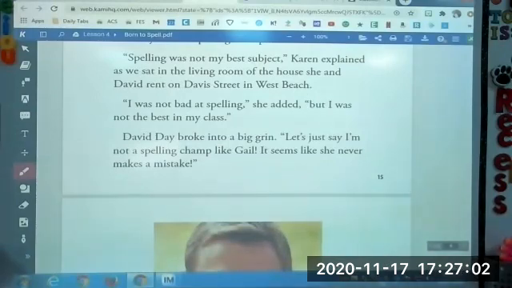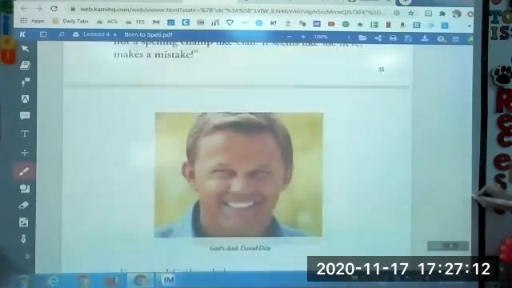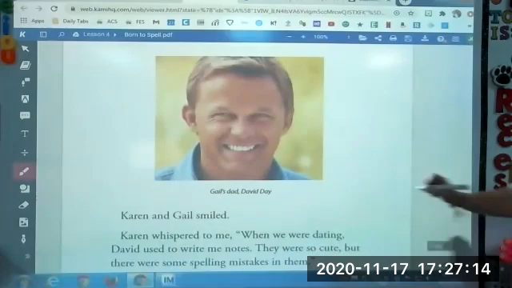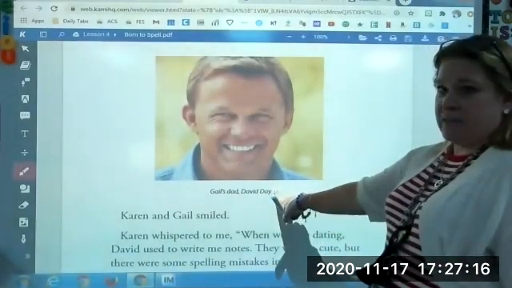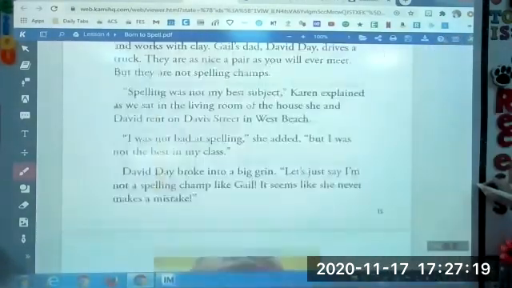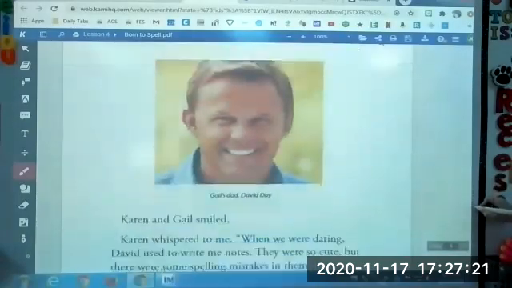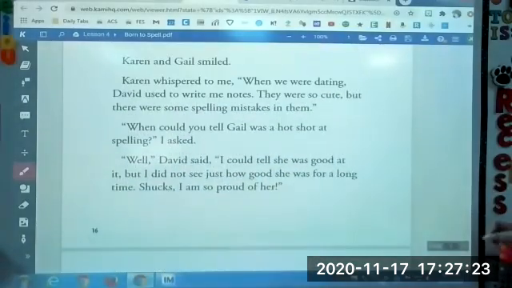David Day broke into a big grin. Let's just say I'm not a spelling champ like Gail. It seems like she never makes a mistake. And this says, Gail's dad, David Day. Karen and Gail smiled. Karen whispered to me, when we were dating, David used to write me notes. They were so cute, but there were some spelling mistakes in them.